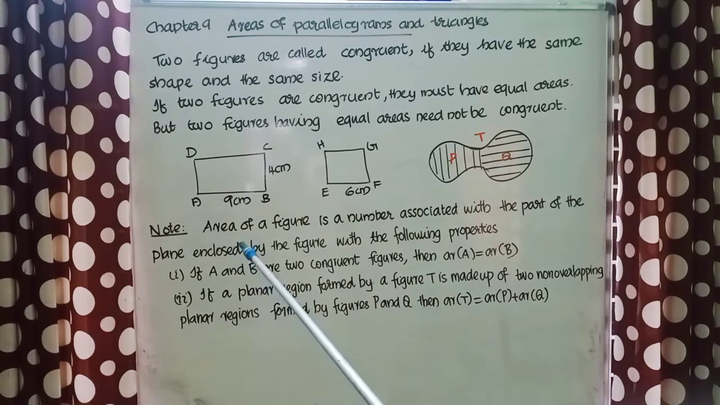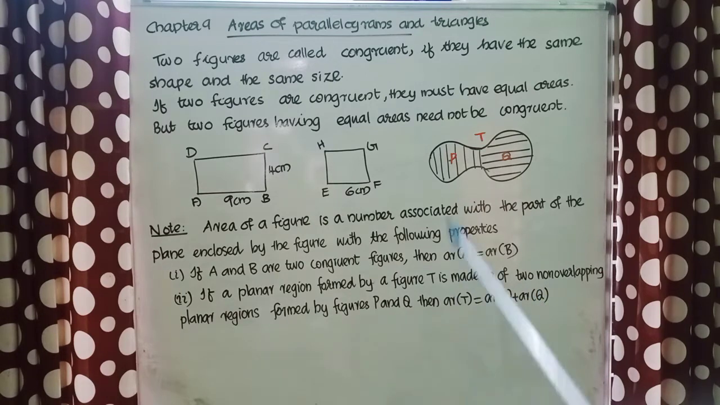So we can say the area of a figure is a number associated with the part of the plane enclosed by the figure, with the following properties. If A and B are two congruent figures, then area of A equals area of B. Another property is: if a planar region formed by a figure T is made up of two non-overlapping planar regions formed by figures P and Q, then area of T equals area of P plus area of Q.